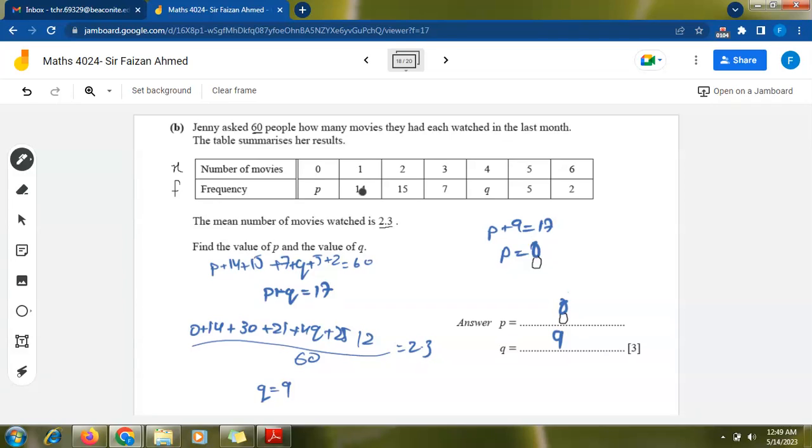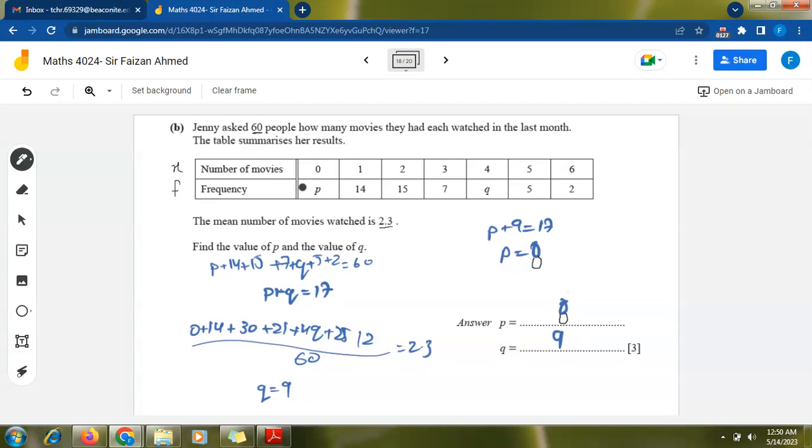One movie is watched by 14, two is watched by 15. Three movies watched by seven people, four watched by Q people. We have to find the value of Q. Five movies watched by five people, and six movies watched by two people only. So this is the question. Since we know the total is 60.